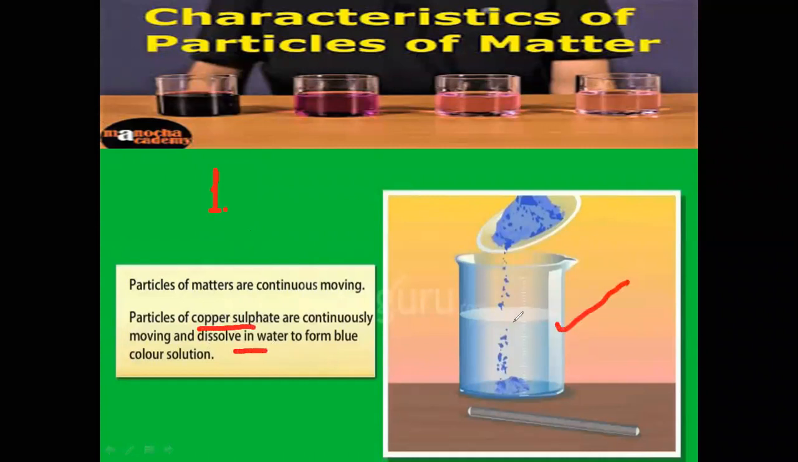See, this beaker has water which is colorless, and colorful copper sulfate is thrown into it. After a certain period of time, the whole beaker turns blue. Why does the beaker containing water turn blue? It is due to the characteristic of particles of matter that they keep moving, and here the copper sulfate particles keep moving throughout the beaker and make the water blue. This was the first characteristic of particles of matter.